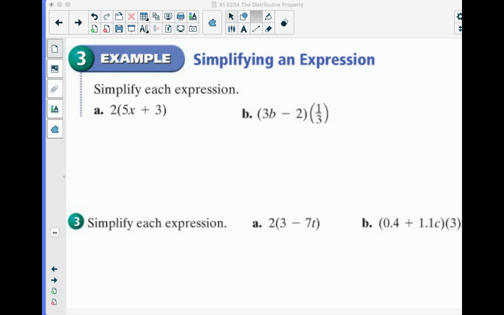Okay, now we have an expression. It's not just all numbers. We got some variables now. So we have to distribute 2 to the 5x and 2 to that positive 3. It's not too bad.